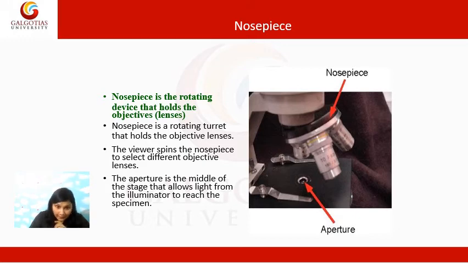The aperture in the middle of the stage allows light from the illuminator to reach the specimen. This is the aperture. This is actually the place from where the light enters the object, and then after that the light rays will enter the objective lenses.